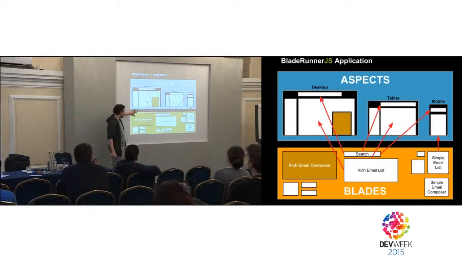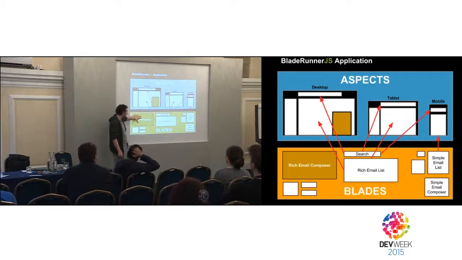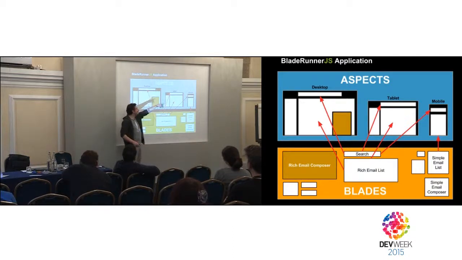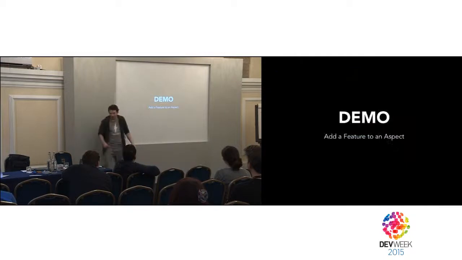So if this is Gmail again, if there's a rich email compose feature, really that's only suitable for the desktop. Processing power, screen real estate, and so on. But you might want to still use the same search feature across these multiple aspects. So you include it in the desktop, the tablet, and the mobile. So each of these has their own entry point into the application, an index HTML, and you just simply include them. So the demo here is really simple.